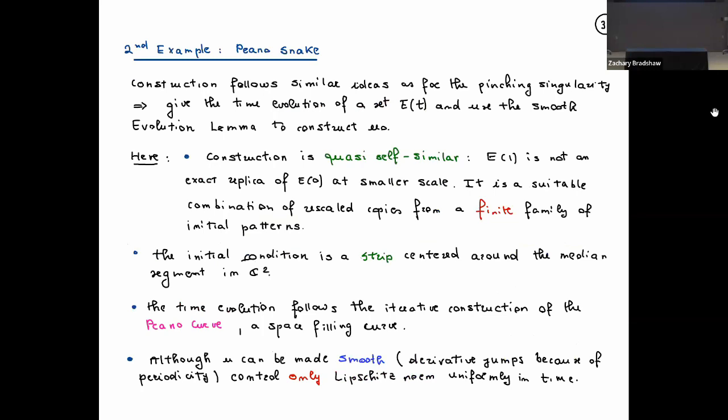And okay, I think that I will stop here. So what I will show you tomorrow is the other construction, which we call the piano snake, because we start out with a strip and we deform it into something that looks like a snake. This is not self-similar, it's quasi-self-similar. And the construction is a lot more involved, but it follows very similar ideas. So I will just show you some pictures for that. And then after that, I will show you how to use this example to prove loss of regularity for solutions of transport. So let me stop here.